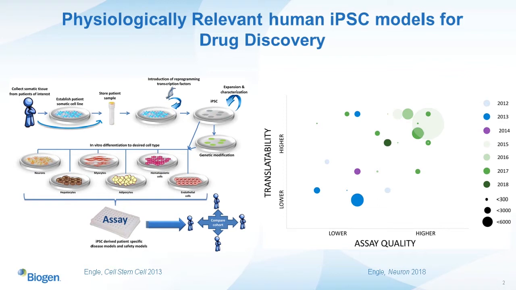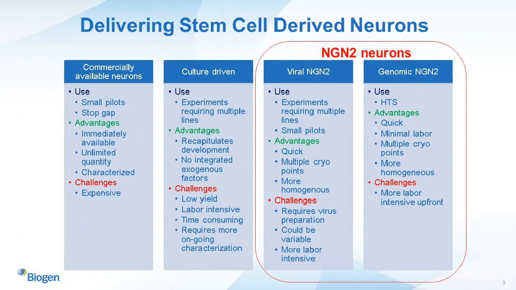We believe that translatability is one of the keys for successful drug discovery, and our group is providing various human iPSC models to support various disease research units at Biogen. There are various ways to produce human iPSC-derived neurons as shown here. Commercially available neurons are easy to obtain and good for small pilot experiments. But these neurons are expensive, so not ideal for larger experiments.